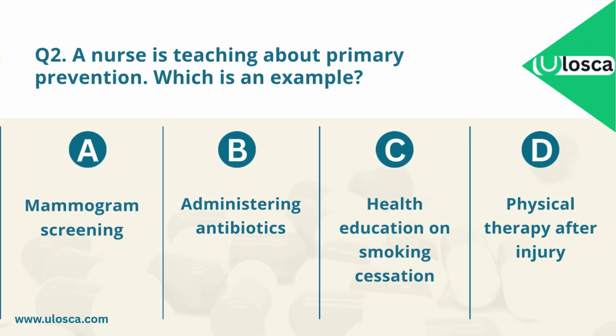Question 2. A nurse is teaching about primary prevention. Which is an example? A. Mammogram screening. B. Administering antibiotics. C. Health education on smoking cessation. D. Physical therapy after injury. Which one is the correct answer?